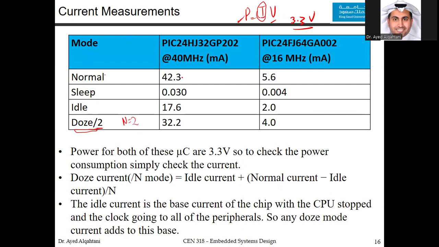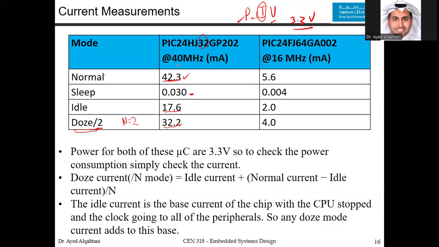Now, in the normal mode, we have this current. In the sleep and the idle, you see the currents. In the sleep, notice that the current is very, very low. In the idle, it's kind of high compared to the sleep because the peripherals are running. And those divided by 2, kind of half of what you see here. You expect that it's going to be halved, but actually it's higher than that. Now that's for our PIC24, the one that we chose, the 32 variant of it.